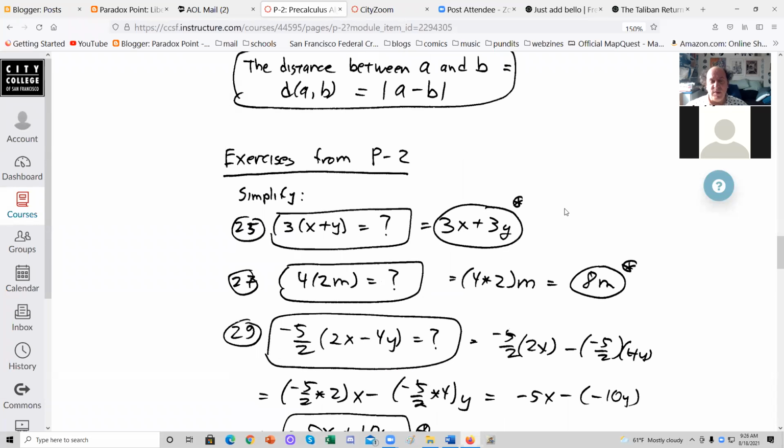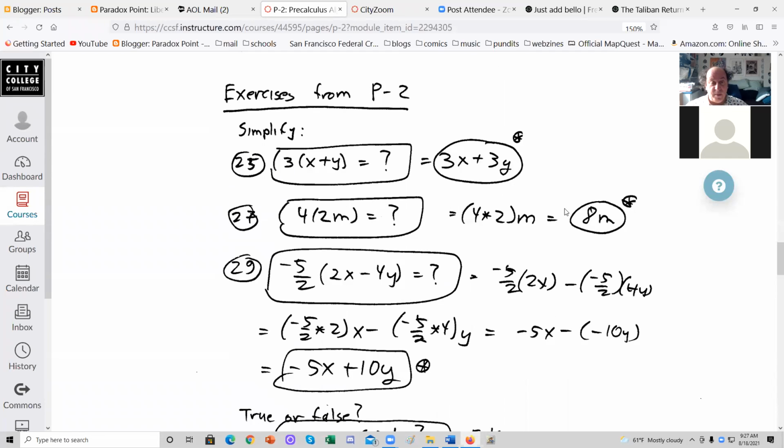So we have some examples, exercises from P2. Simplify. 3 times x plus y, what's that? Well, we distribute the 3. 3x plus 3y, like this. 4 times 2m, what's that? Well, we move the brackets, 4 times 2 times m, and that's 8m, a simpler expression.